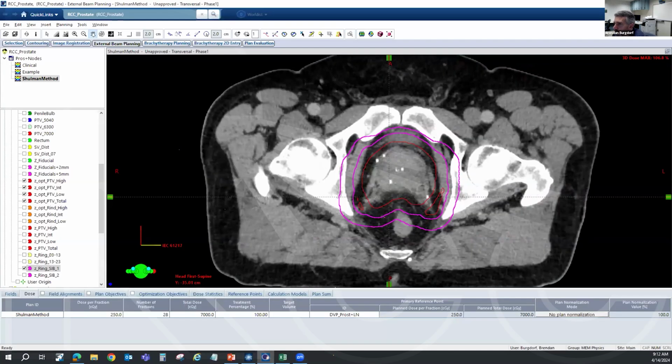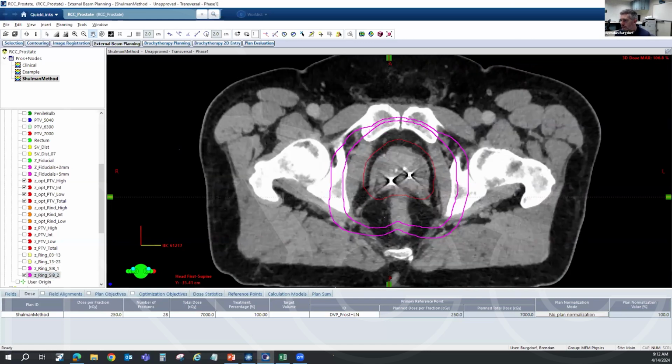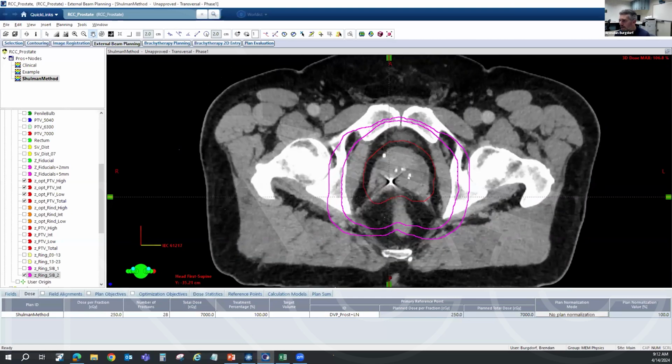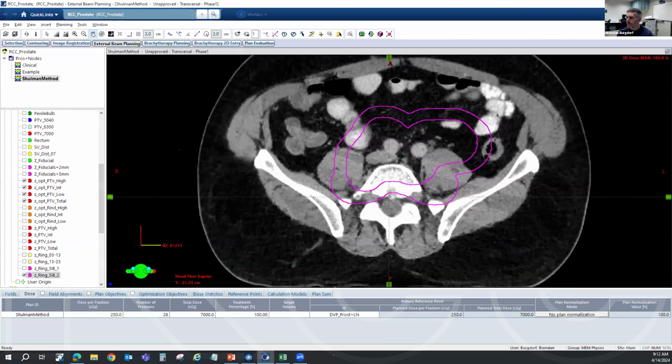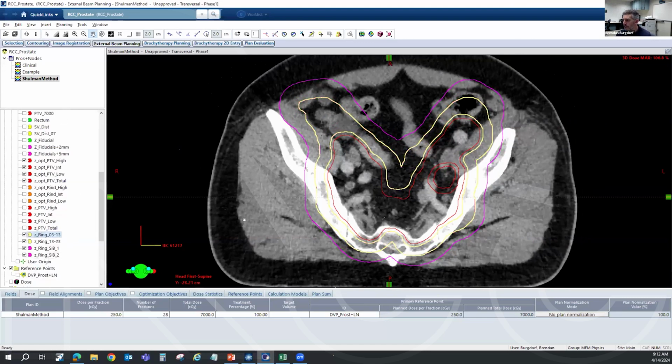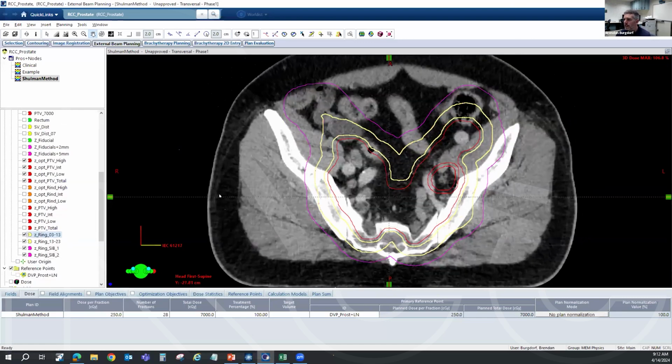And I can show you here, that's pretty much right where it's at. You can see it's about 8 millimeters from the edge of that PTV. And then a similar situation with the ring SIB2, just containing that slightly lower isodose line of the low dose PTV. So once we've generated all these structures, then we should be ready to go into our optimization.